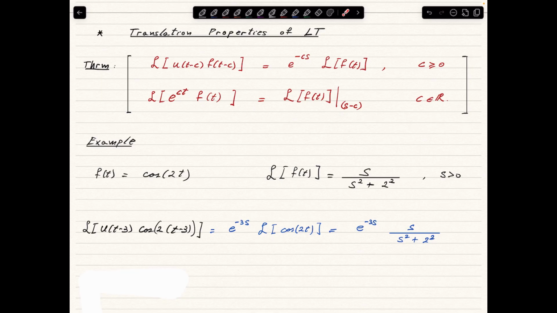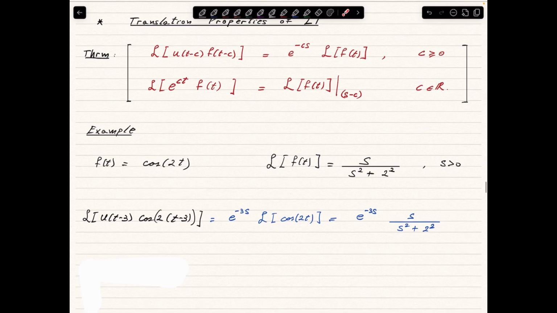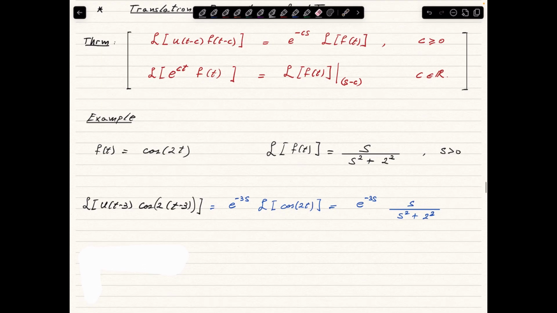We know that the Laplace transform of the cosine is this function, then the Laplace transform of the shifted version of the cosine with a step is going to be the original Laplace transform, but now multiplied by an exponential. Now, what is the second property? The second property says that we need to compute the Laplace transform of the cosine multiplied by an exponential. What is that equal to?